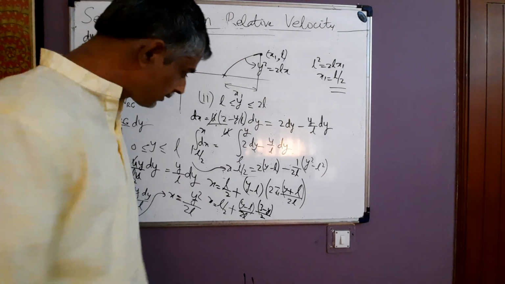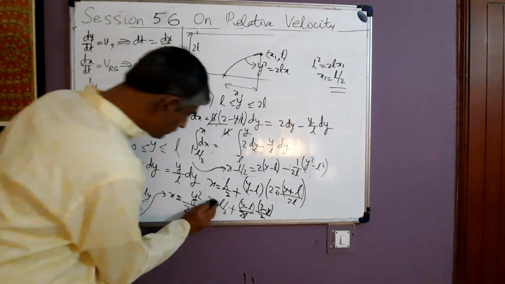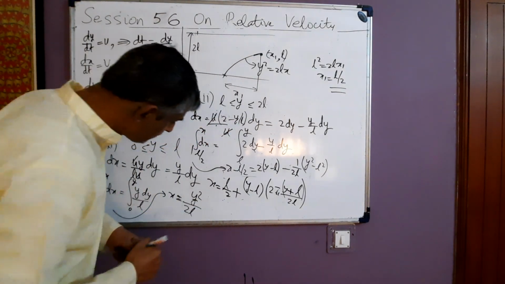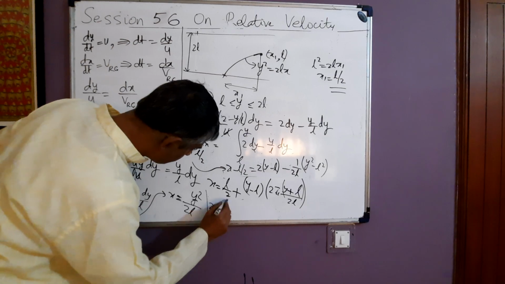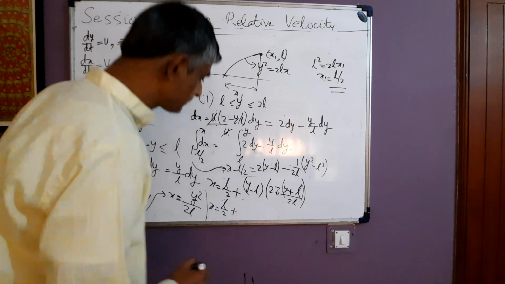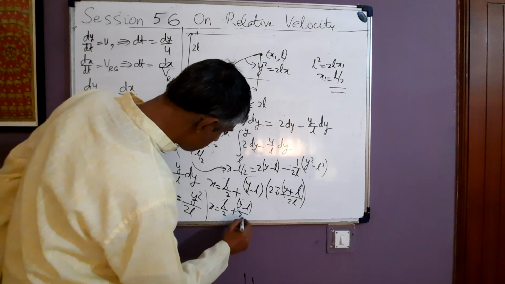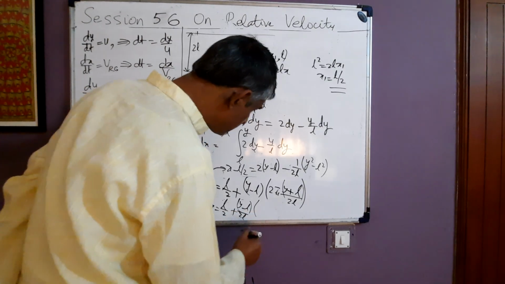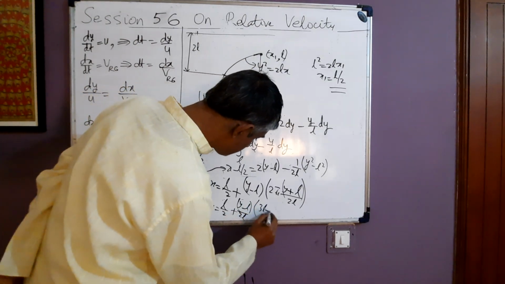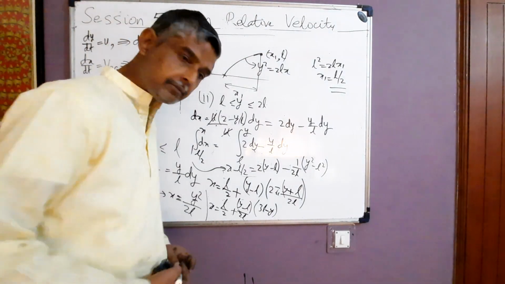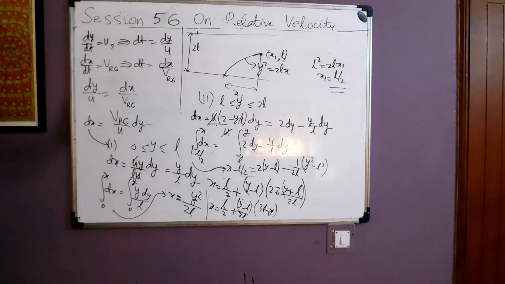I'll just check the calculation here and write it again. So x becomes L by 2 plus y minus L by 2L, 4L minus y minus L, so 3L minus y. This is the equation of trajectory for the second half of the journey. Okay, fine.